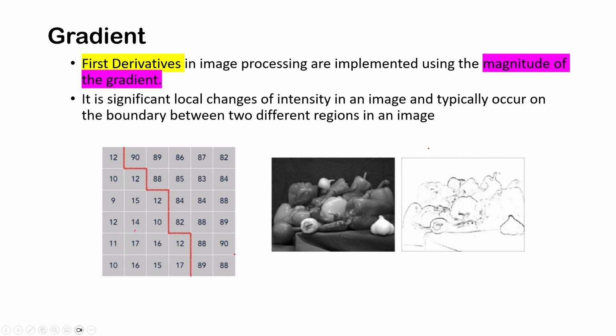So first derivatives in image processing are implemented using the magnitude of the gradient. So we are going to find the magnitude of the gradient based on this one. It detects significant local changes of intensity, the intensity being, for example, the grayscale value in an image, and these typically occur on the boundary between two different regions in an image.